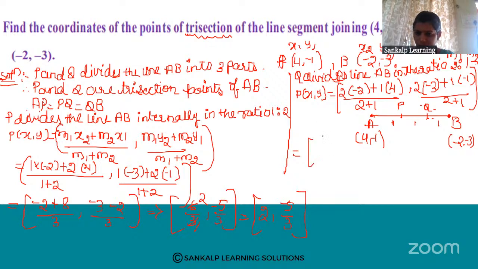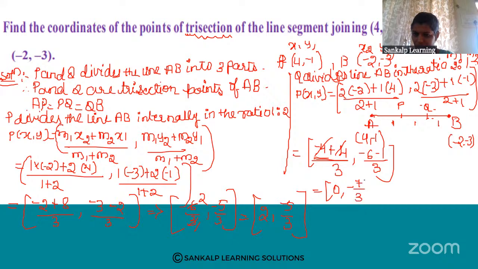2 into minus 2, that is minus 4, plus 1 into 4 is 4, divided by 2 plus 1 is 3. And 2 threes are 6, that is minus 6 minus 1 divided by 3. So minus 4 plus 4, that is minus 4 and plus 4 will get cancelled. 0 divided by 3 is 0 only. So minus 6 minus 1 is minus 7 divided by 3 you will get.